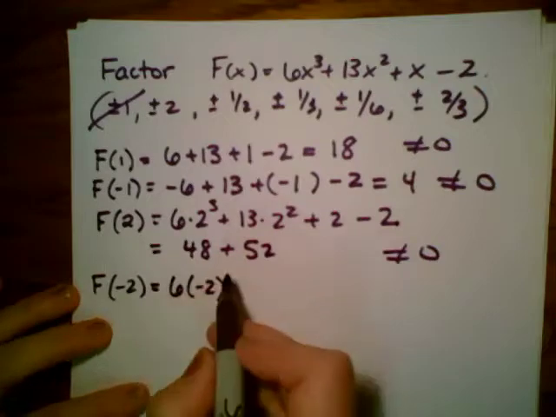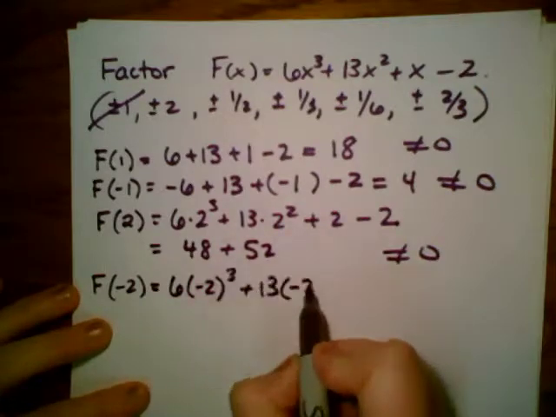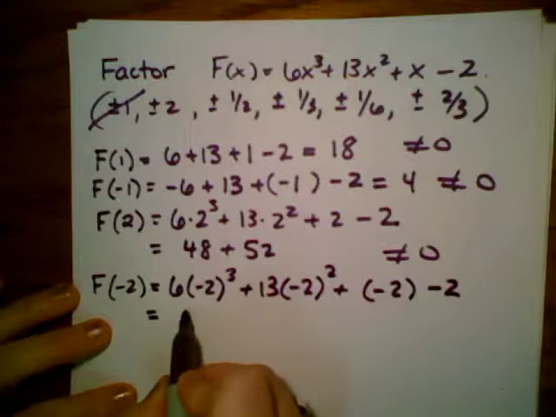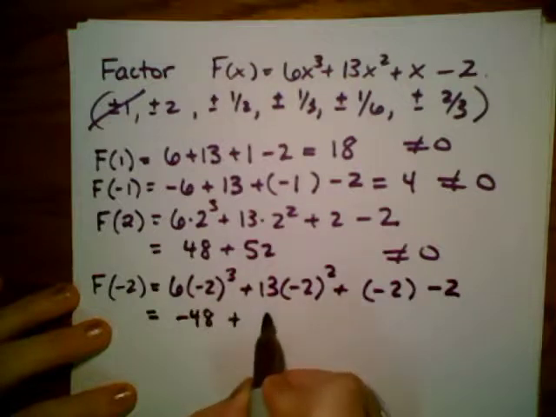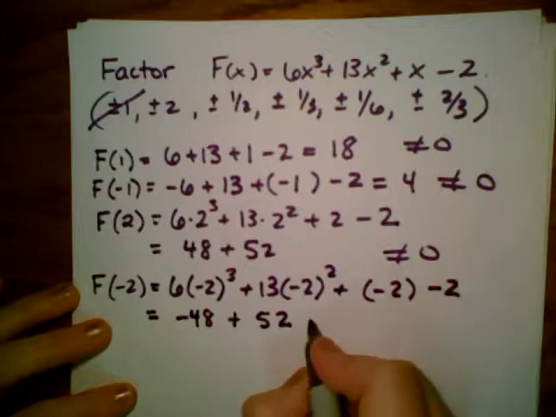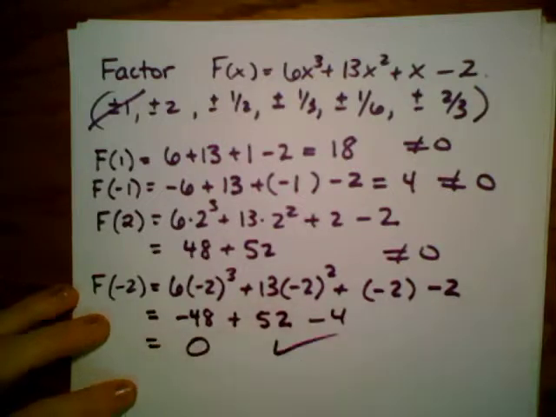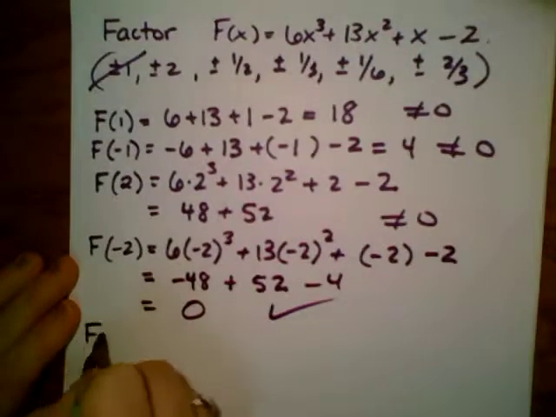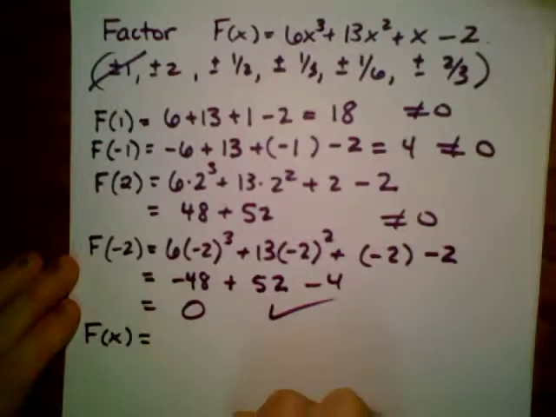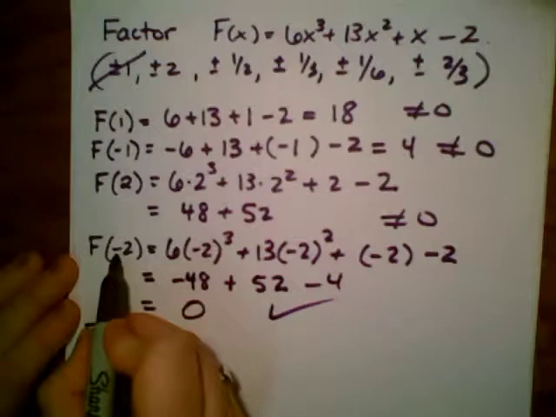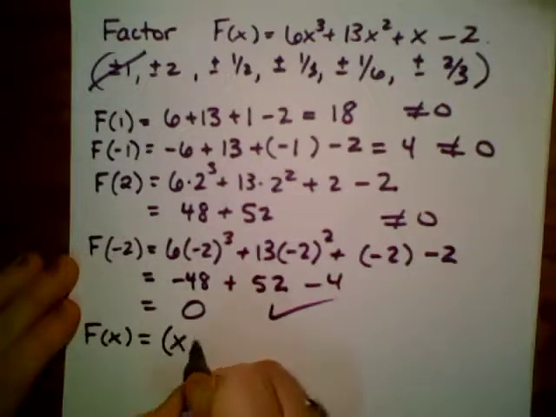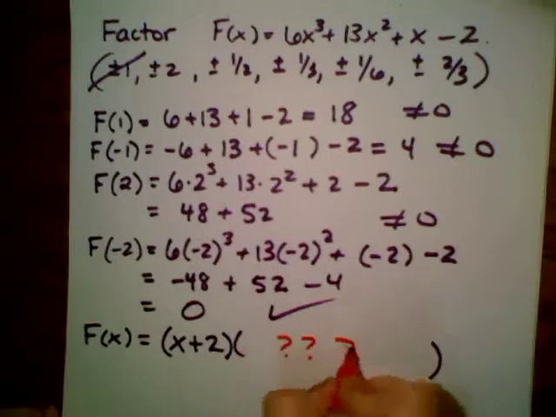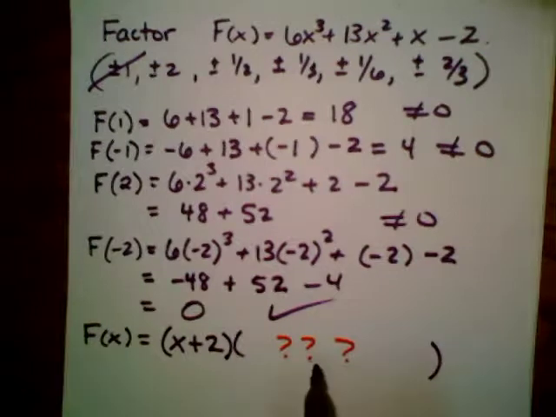6 times negative 2 cubed plus 13 times negative 2 squared plus negative 2 minus 2 more. Negative 48, plus 52 minus 2 is a total of negative 4, 0. All right. So the video's gotten pretty long, so let me just put a summary here. My polynomial will factor. Since negative 2 is a 0 by the factor theorem, x plus 2 is a factor, and I'll leave it to you to figure out what this quadratic would be.